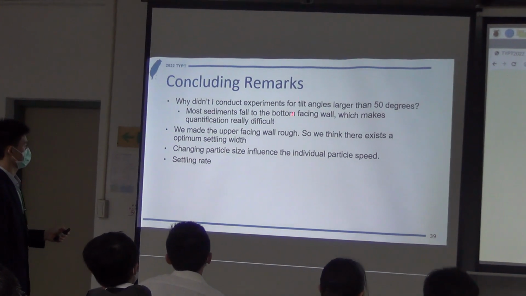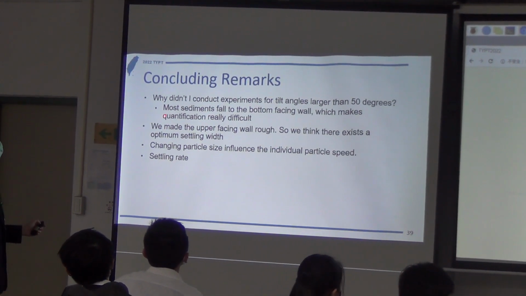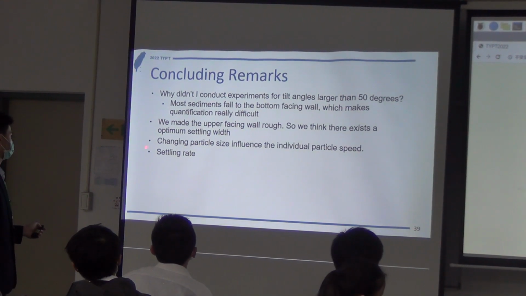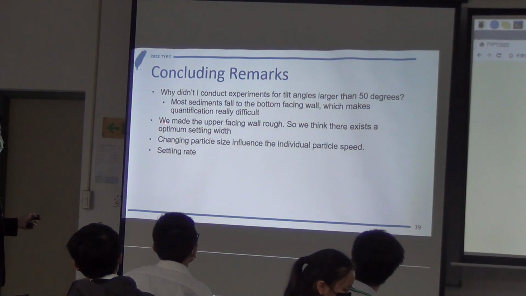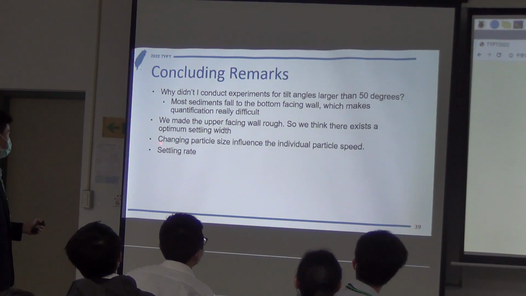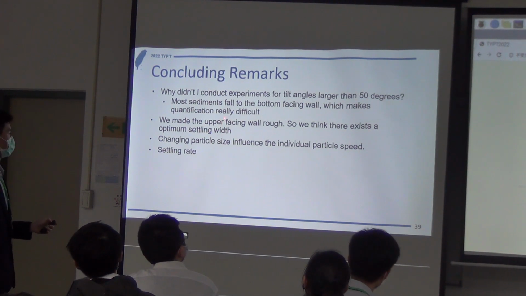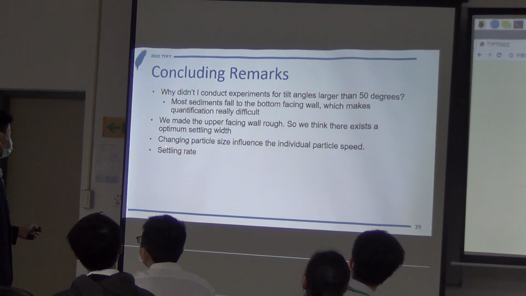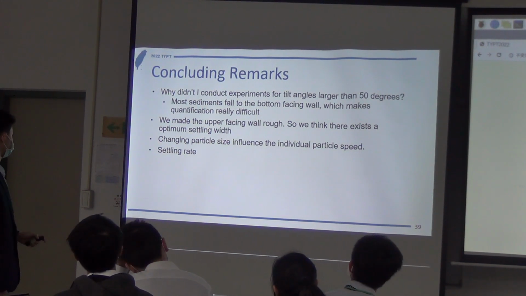The opponent asked why I didn't conduct experiments for tilting larger than 50 degrees, and my answer is that it's error-prone. Most sediments go through a lot of phase wall, which makes quantification really difficult. This is related to the settling rate, which I will address later. Also, we made the wall arbitrarily rough, so we think there exists an optimum settling rate, because there will be drag between the wall and the clear fluid layer. Also, as mentioned by the reviewer and the opponent, changing particle size influences the individual particle speed.